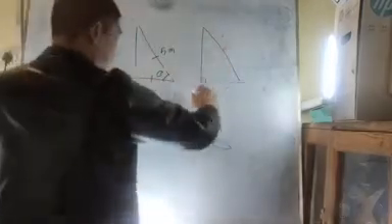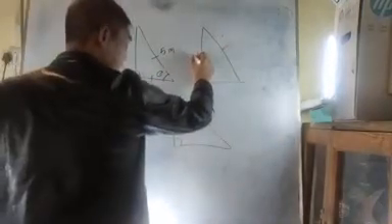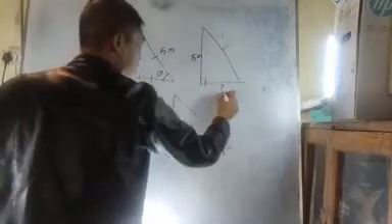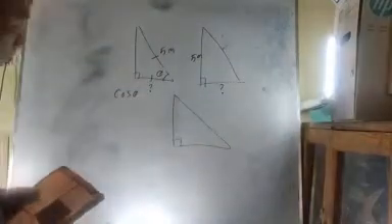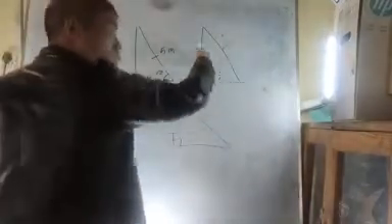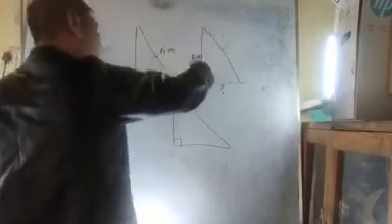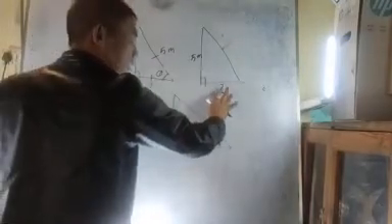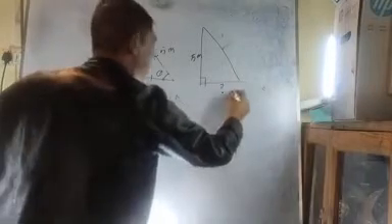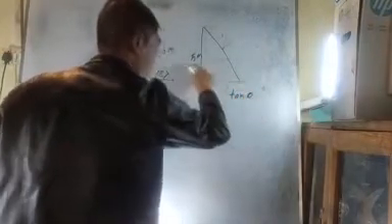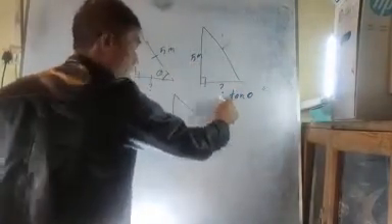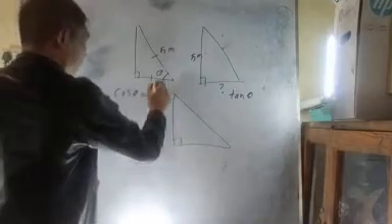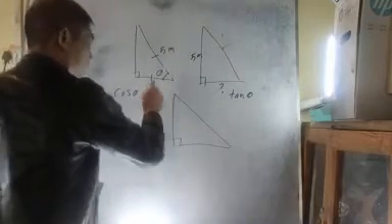Let me go this side. If this side is given as 5 meter, and they are asking for the height of the building, or the height of the tower, or anything, and then they ask us to find the base, in this case we will choose tan theta. Perpendicular by base is tan theta. Cos theta is base by hypotenuse.